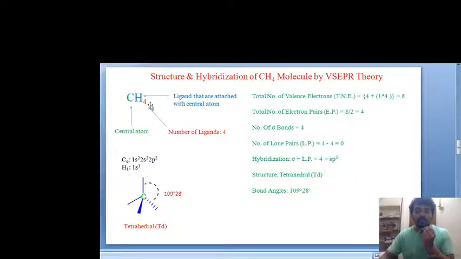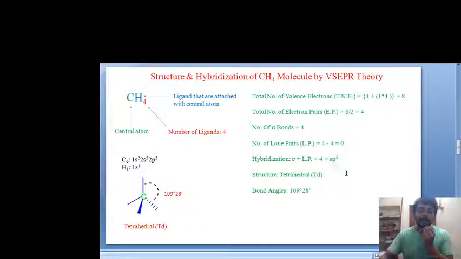So carbon has 4 electrons in the outermost shell, so its valence electron count is 4, and hydrogen has valency 1. The total contribution for the 4 hydrogens is 4. So the total number of valence electrons is the contribution of carbon, that is 4, plus the contribution of 4 hydrogens, that is 1 into 4, equals 4. The total number of valence electrons is 8, and the total number of electron pairs is 8 divided by 2, that is 4. The number of sigma bonds is always equal to the number of ligands, which is 4, so sigma bonds equal 4. The number of lone pairs is electron pairs minus sigma bonds, which is 0, because it has no lone pairs.